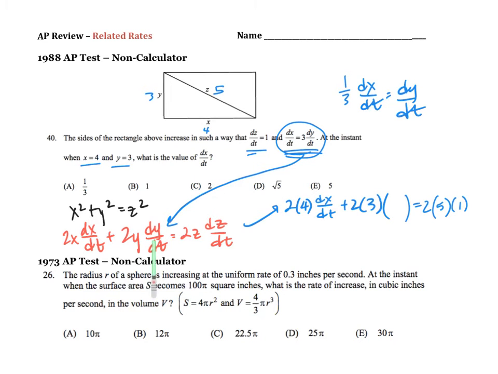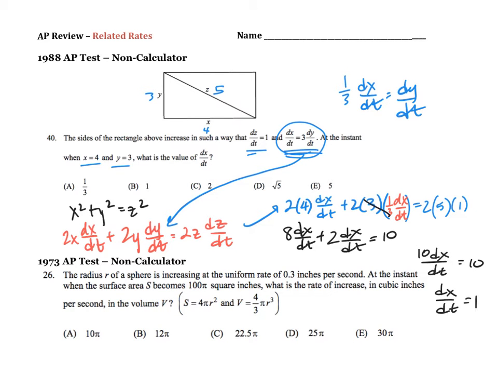So now instead of writing dy/dt here, I'm going to do a substitution and say I've got 1/3 dx/dt, because they wanted us to find dx/dt, so I'd rather have one variable in my problem. I'm going to simplify 2 times 4. I'm going to have 8 dx/dt. And 6 divided by 3, I'm going to be left with 2 dx/dt equals 10. This is coming out quite nicely. 8 dx/dt and 2 dx/dt would be 10 dx/dt equals 10. Divide by that 10 and I'd get my dx/dt equals 1.